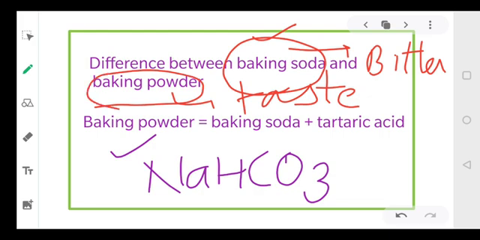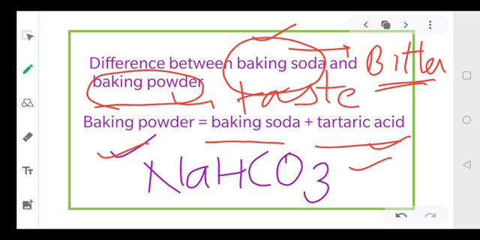Now what is baking powder? Baking powder is prepared by adding baking soda plus some amount of tartaric acid. See, we've talked about the neutralization reaction. Acid cancels the effect of base. So we add some amount of tartaric acid so the bitter taste is neutralized. Just to neutralize its taste, we add tartaric acid. So we always use baking powder in our food materials. We never use baking soda. This you keep in mind always.